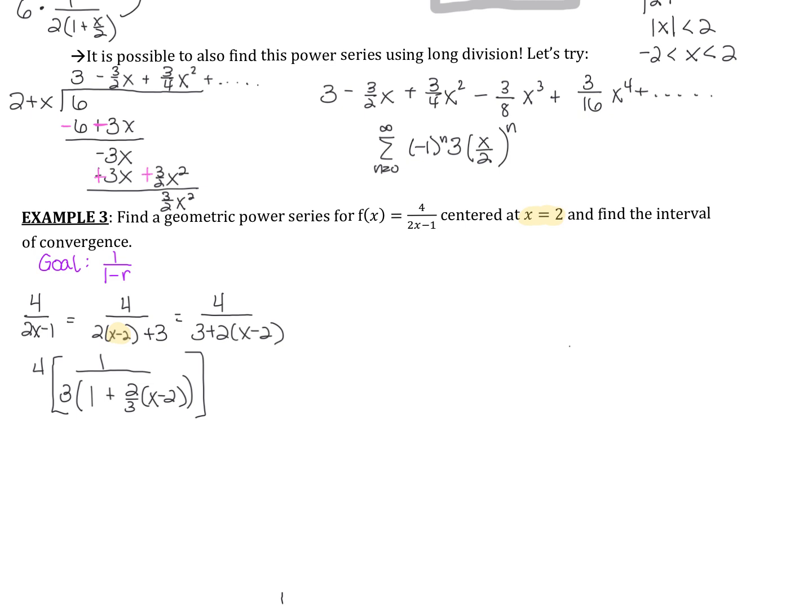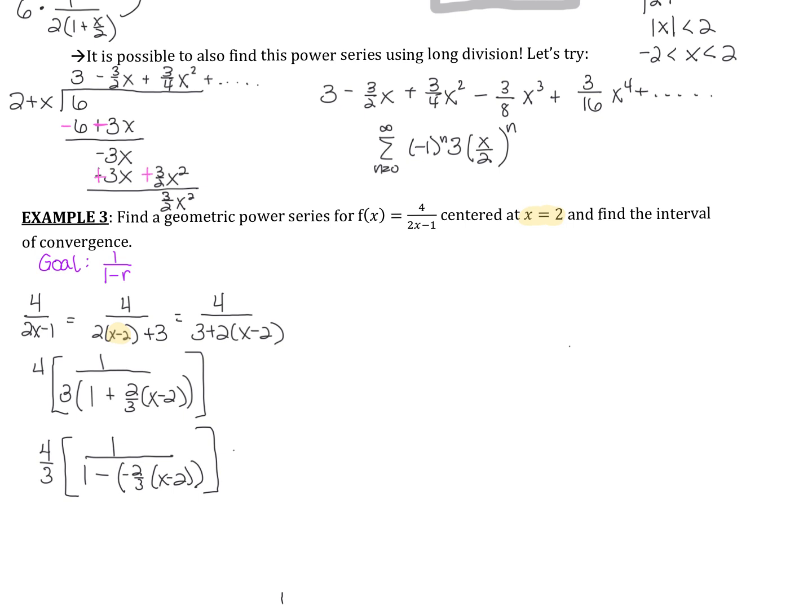Okay, still not quite done because I want 1 minus r. We can see up here that I want this to say 1 minus r, and mine currently says plus. So let's change this. I'm going to go ahead and pull out the 3 to leave me with 1 over 1 minus, well, what am I subtracting? I'm subtracting a negative 2/3 times x minus 2. And now it looks like the right form.